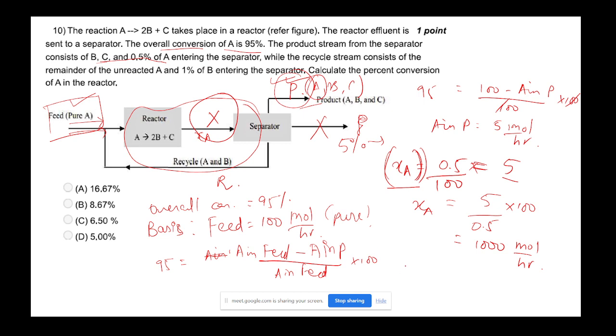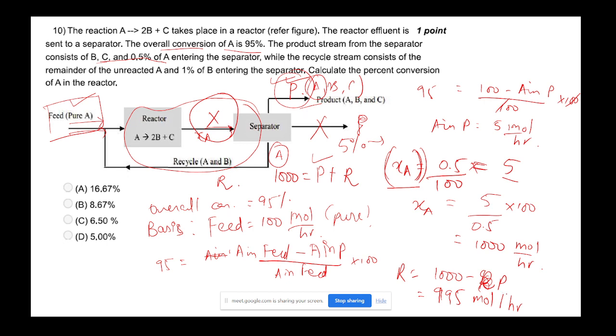Remainder of A means recycle contains. Now if we apply material balance for component A here, what is the balance of A here? Inlet is nothing but 1000 equals A in P stream plus A in R stream. So this we know. So R is nothing but 1000 minus, sorry, A in P, which is nothing but 5. So it comes out to be 995 mole per hour, which is the amount of A present in stream R.